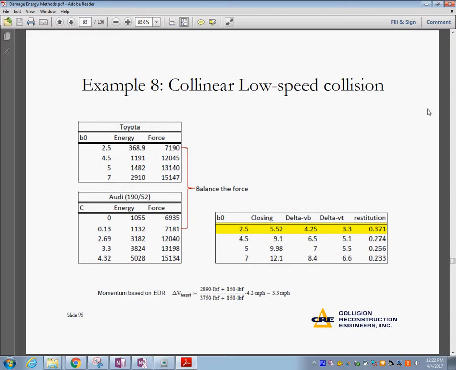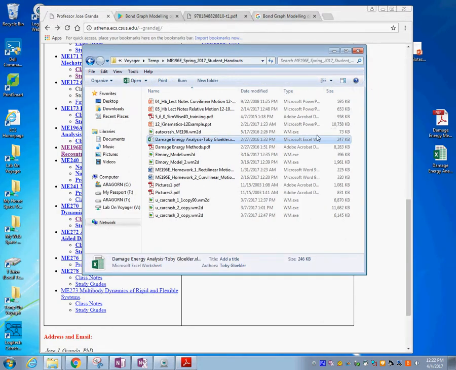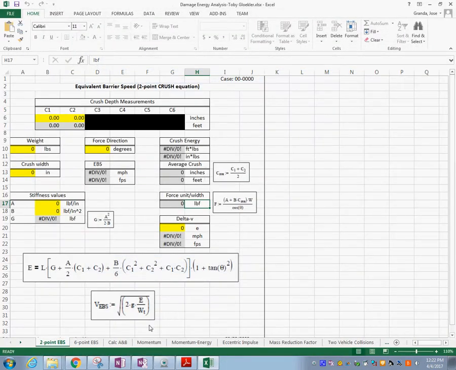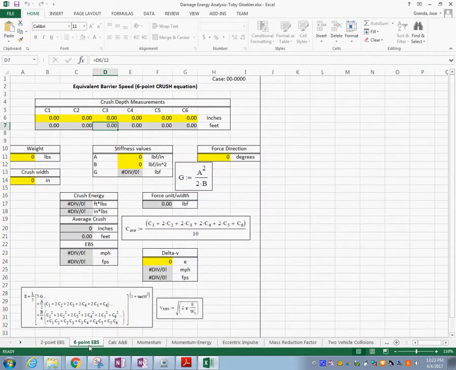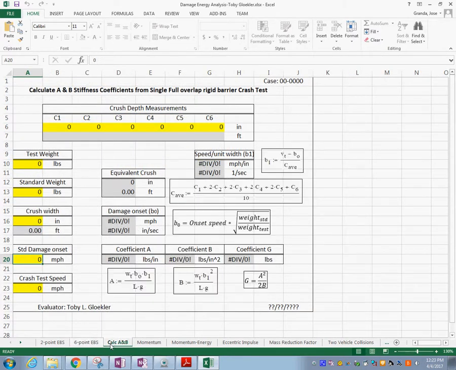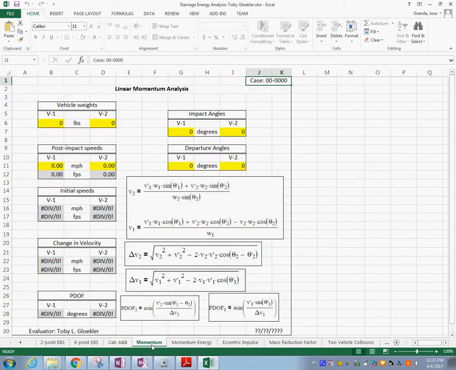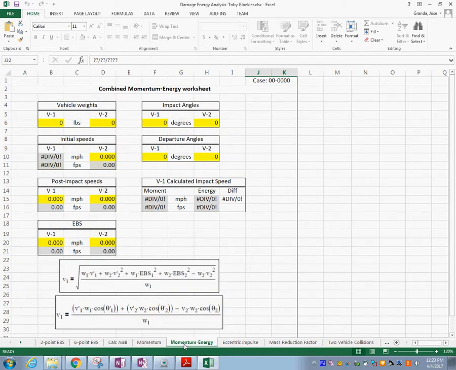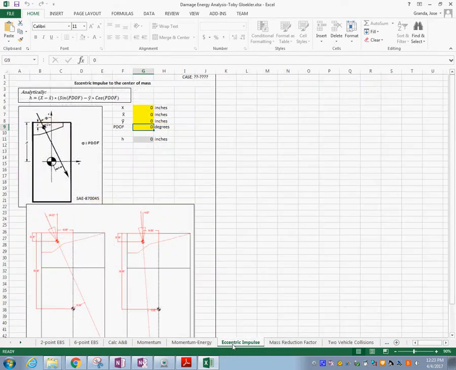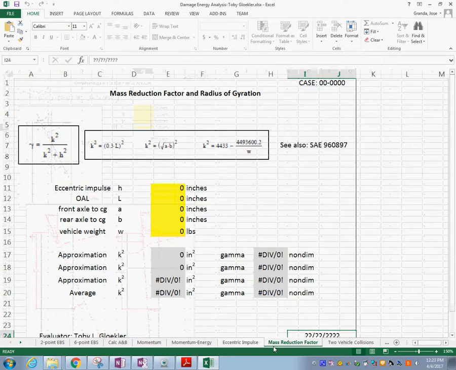So if you plug this in here in the spreadsheet that I show you, I gave you that spreadsheet, that was part of what's on the temp. Toby has several of these to help us implement those calculations. So there are all these equations that have been calculated on the PDOF.